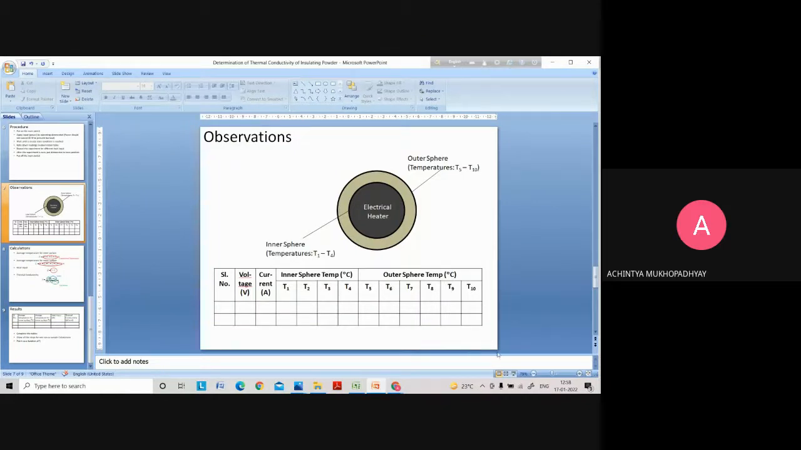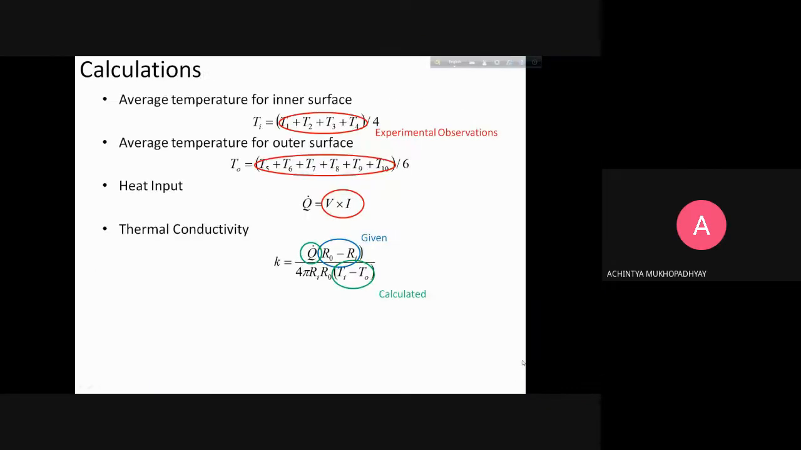Okay, now if we come to the calculations, this is the calculation you will be doing. First, you calculate the average temperature of the four inner thermocouple readings, assuming they are not exactly the same, T1 to T4. These are experimental observations. Similarly for the outer ones. Everything in red circles is experimental observations, blue circles are given geometrical quantities, and green is calculated.